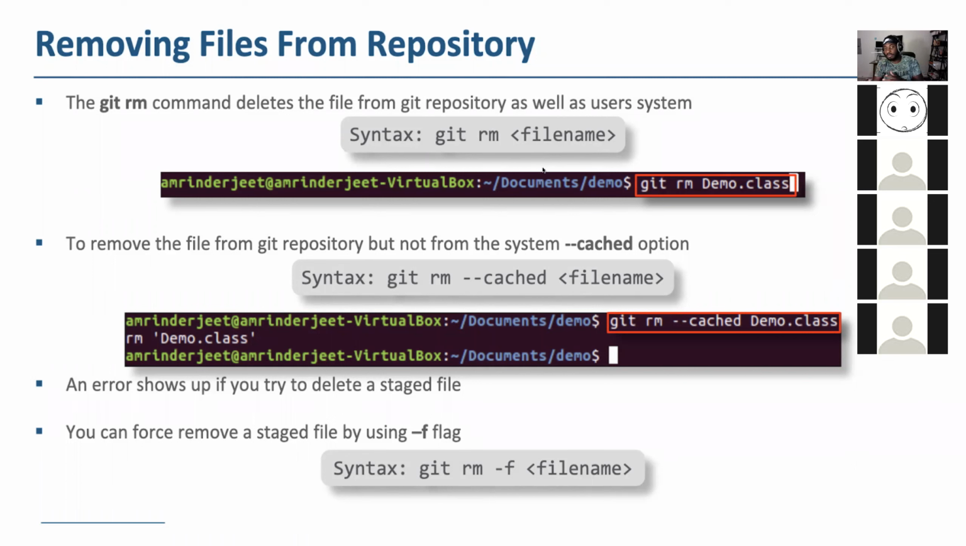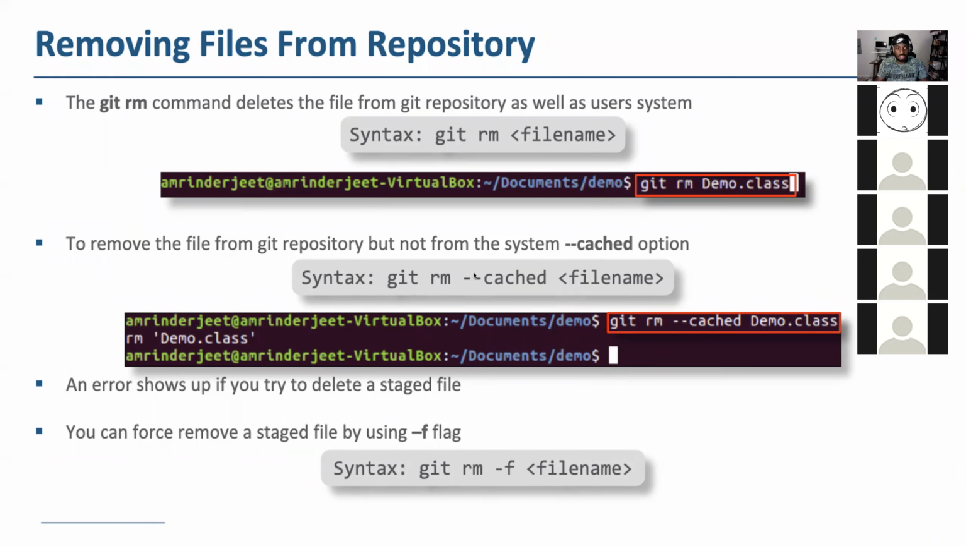So the difference between git rm and rm is removing from staging or just removing from your local. git rm does both, and the regular rm is just removing it from your local. It will still be tracked. To remove a file from the Git repository but not from the system, you can use the cached option. You can also force it, and be careful when you use force removal, because sometimes when you want to remove a file, it gives you an error. You can force the remove with -f, and there you go.